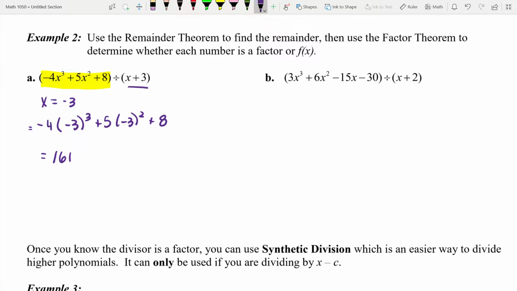Is x plus 3 a factor? Somebody tell me. It's not. If it's supposed to be a factor, then what would I get as a remainder? Everybody tell me. I would get a 0. Good. Okay, let's do it one more time.